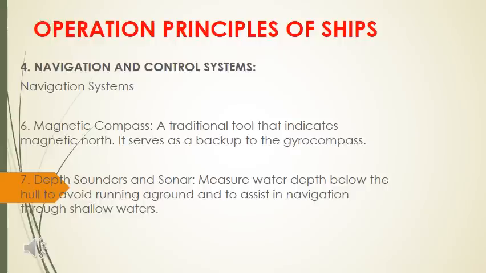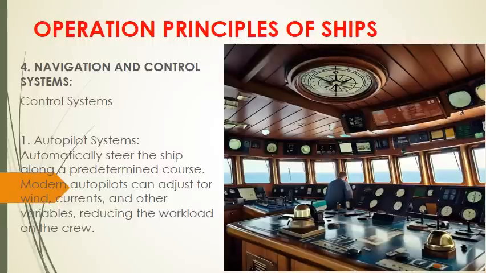Now let's consider some control systems used in ships. The first is the autopilot system. It automatically steers the ship along a predetermined course.